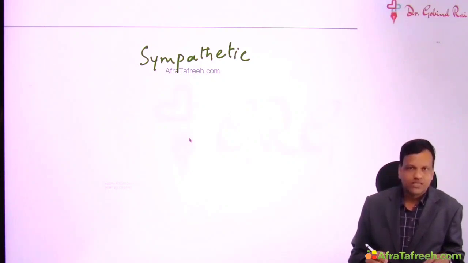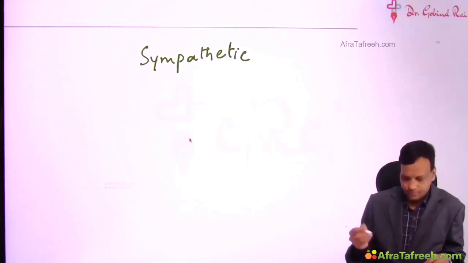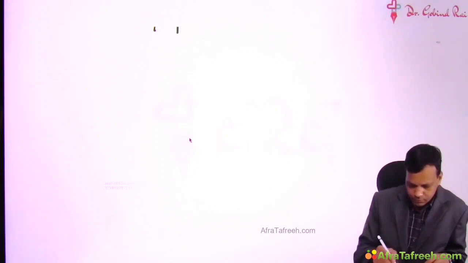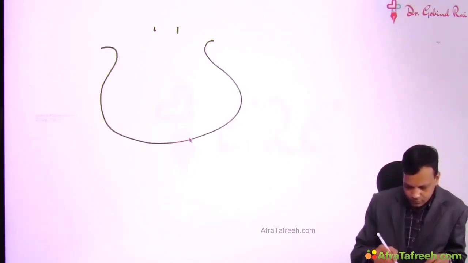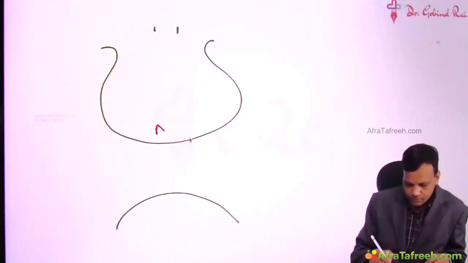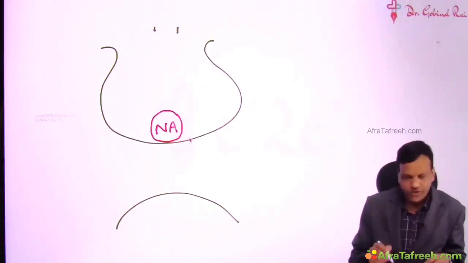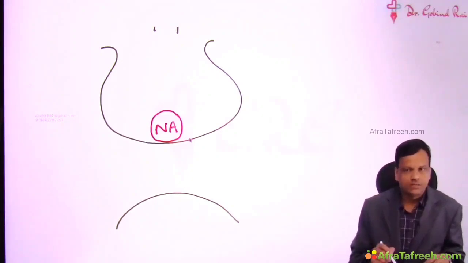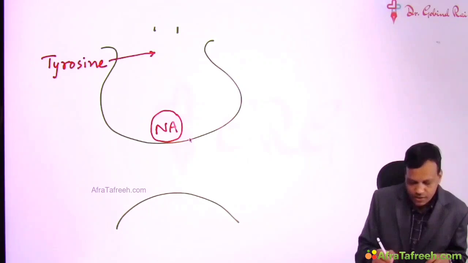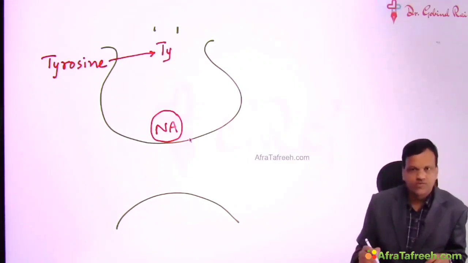So just like in the parasympathetic system, where we discussed acetylcholine, here we will discuss noradrenaline. Noradrenaline is produced and stored here. Now, where does this noradrenaline come from? The answer is the same. Noradrenaline is produced by this neuron because it is a neurotransmitter. But for noradrenaline formation, the raw material is taken from outside, which is tyrosine. So the first step is tyrosine comes from outside.